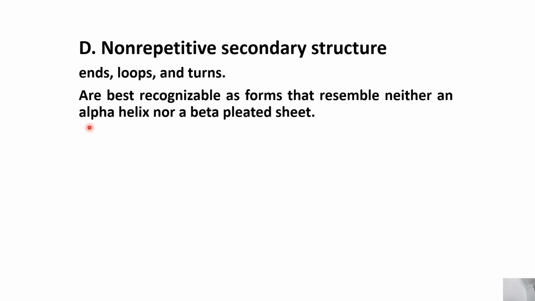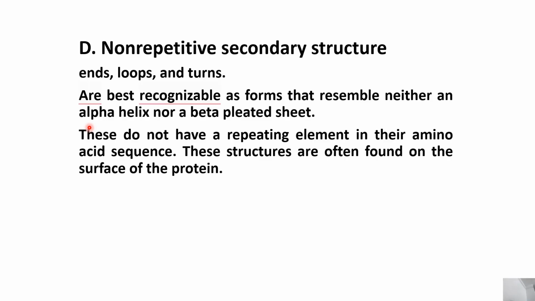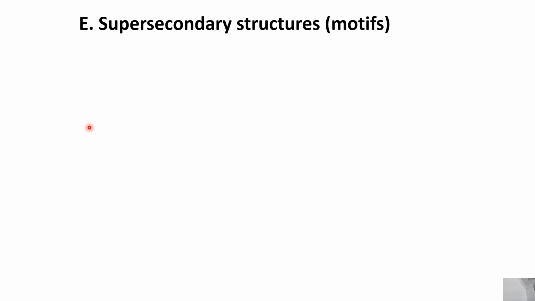What are non-repetitive secondary structures like loops and turns? They are best recognizable as forms that resemble neither an alpha helix nor a beta pleated sheet. These do not have a repeating element in their amino acid sequence. So these structures are often found on the surface of the proteins.